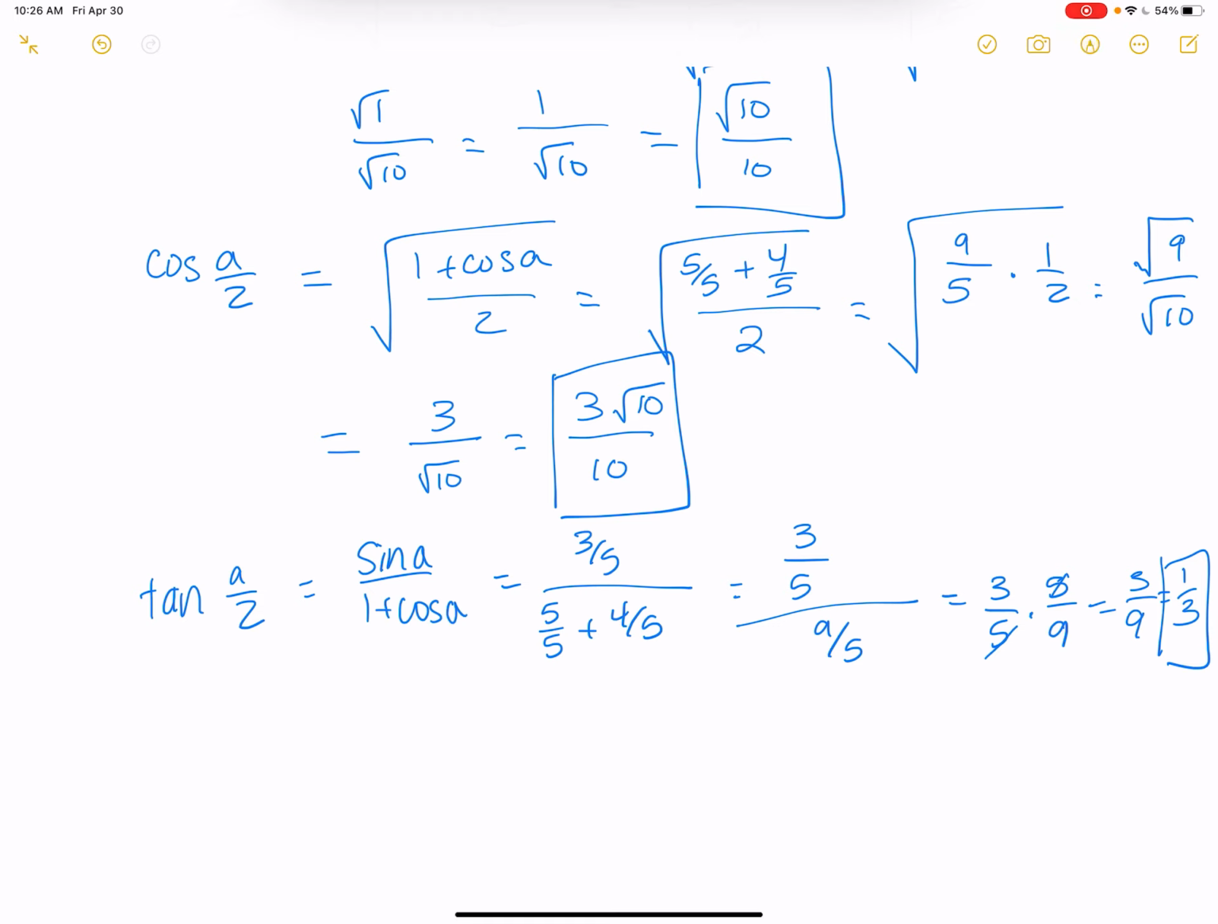Wait, but where did the 5 go? That's just one problem. It cancels. Yes. I put a square root. That's problem 12. Can you just go straight to 1/3 if you know it's 1/3?